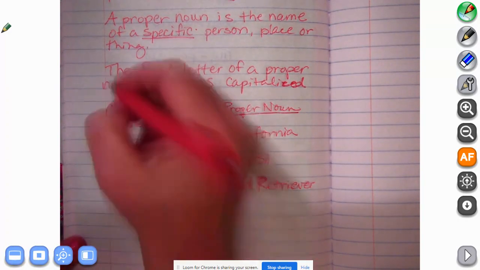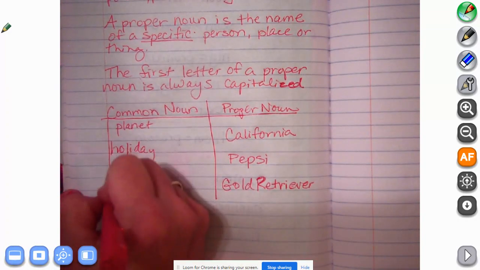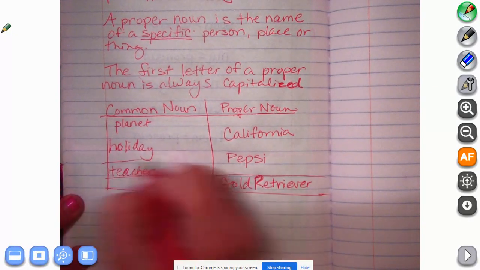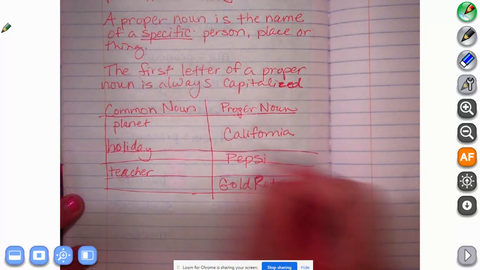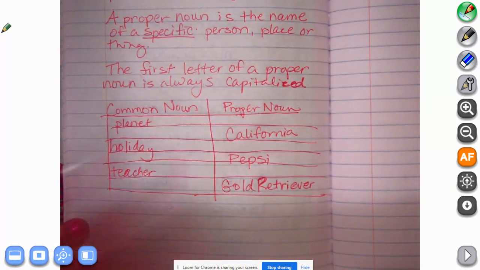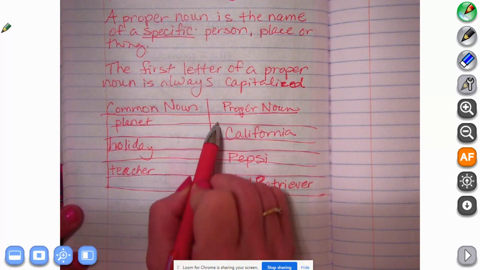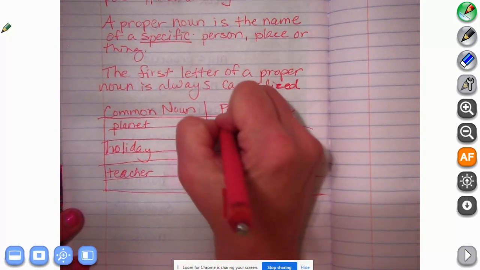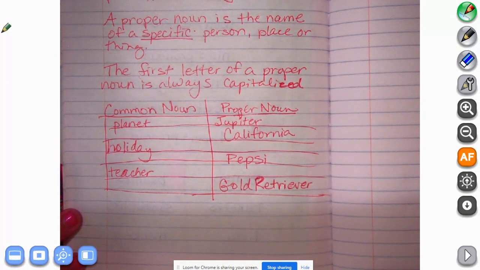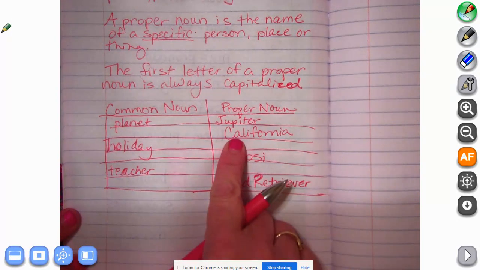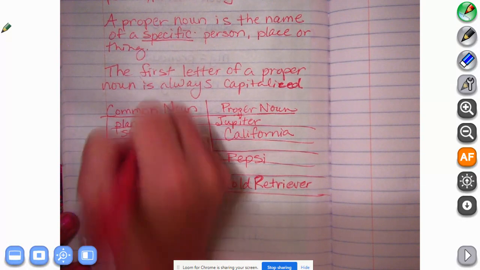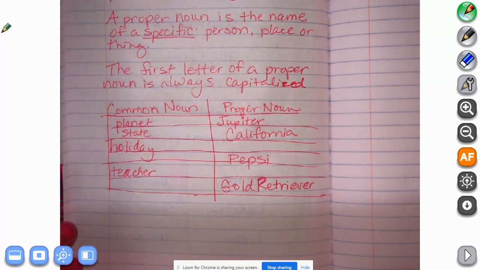All right, so this is a little graph that we were working on. Oopsie, not real fancy. I just drew right through there. All right, so a planet is a common noun. So what could we give a proper noun? How about Jupiter? California is the proper noun for what? What is California? It's a state. We're in the state of Idaho. That is the state of California.